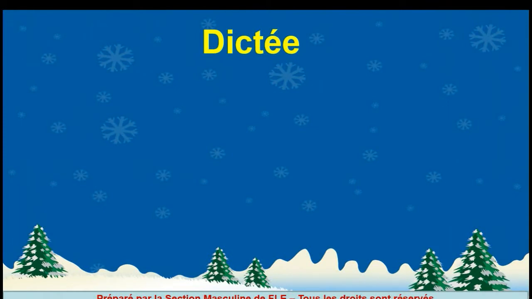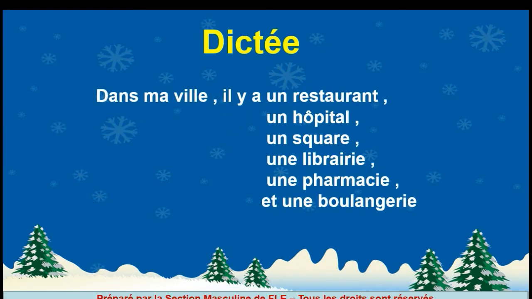The dictation talks about what we have in the city. So: dans ma ville, il y a un restaurant, un hôpital, un square, une librairie, une pharmacie et une boulangerie. I say it again: dans ma ville, il y a un restaurant, un hôpital, un square, une librairie, une pharmacie et une boulangerie.